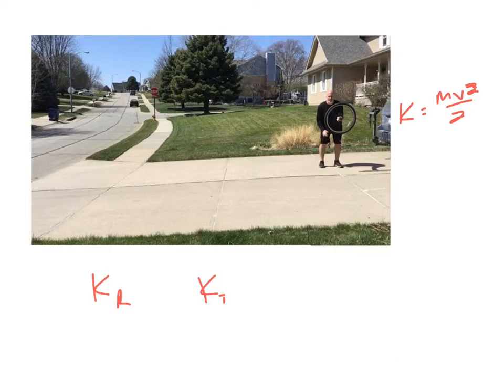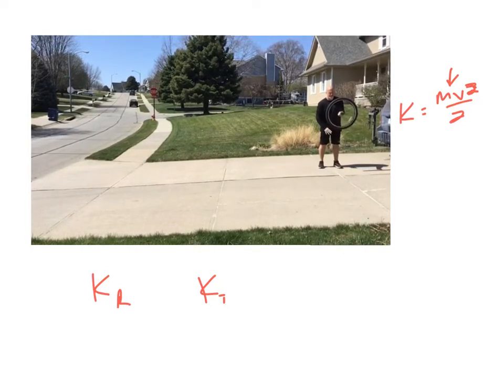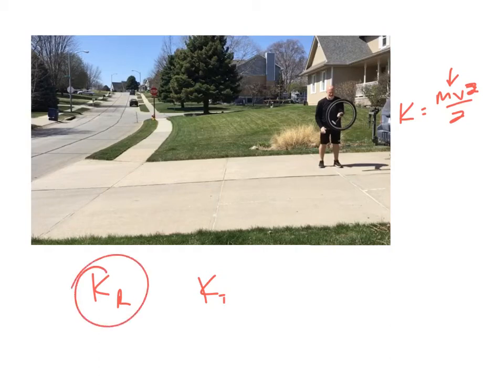But it doesn't have a linear motion. It's not actually moving anywhere. It's just sitting there in my hand. Well, this is where it's helpful to go back to our general definition of kinetic energy. What is kinetic energy? It's the energy of motion. Since that wheel is in fact spinning, it has kinetic energy. That's where this term comes in.